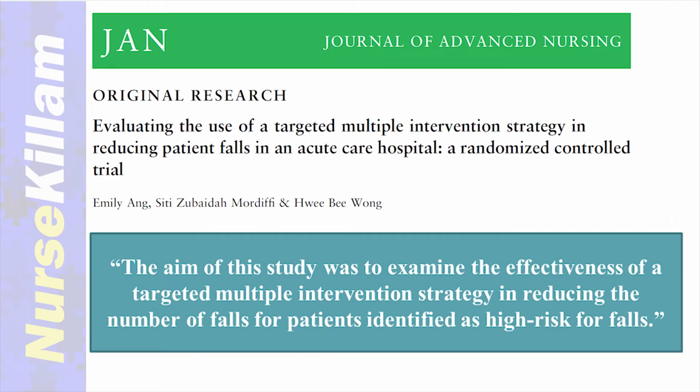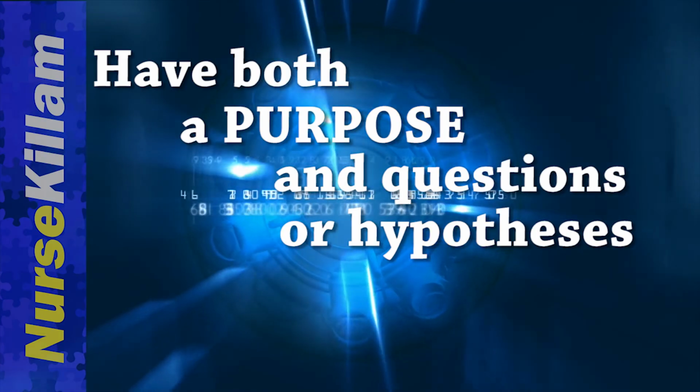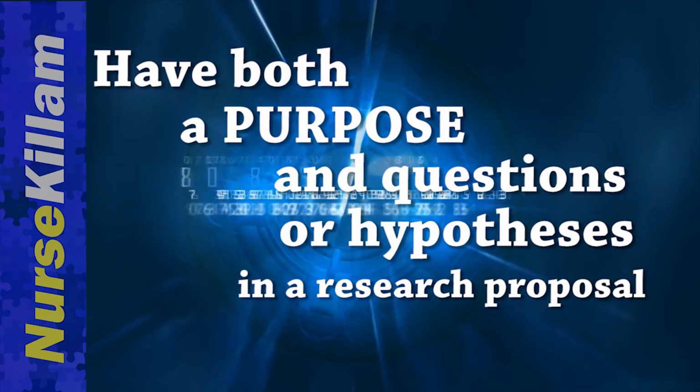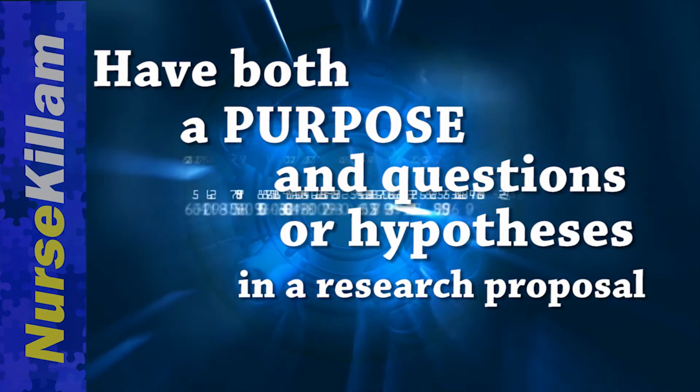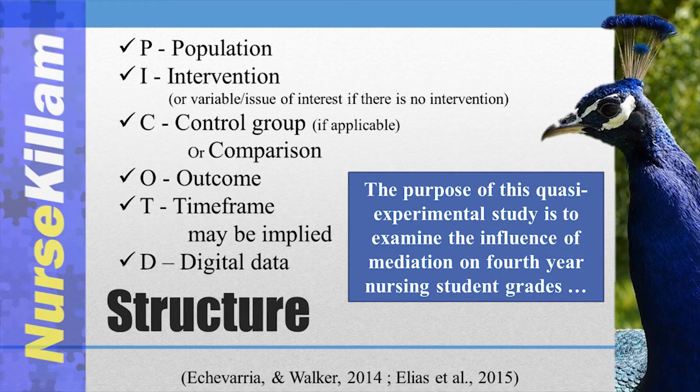In your proposal, you should have both a purpose and questions or hypotheses. It may help to work on both components at the same time, or even start with your question, then write your purpose. At this point, you should already have your population, intervention or independent variable, if there is one, and any comparison or outcome variables included in your purpose.